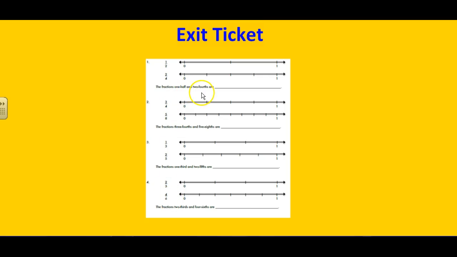And then on the lines, it's asking if they are equivalent or not equivalent. So on your lines, you're going to put that they are equivalent, or you're going to put that they are not equivalent based on what you're seeing on the number line. So whenever you have this paper done, you may bring it to me so we can go over it.